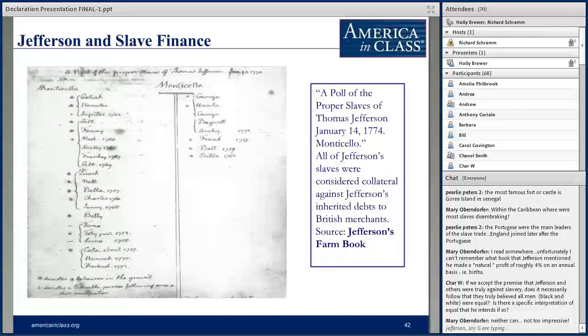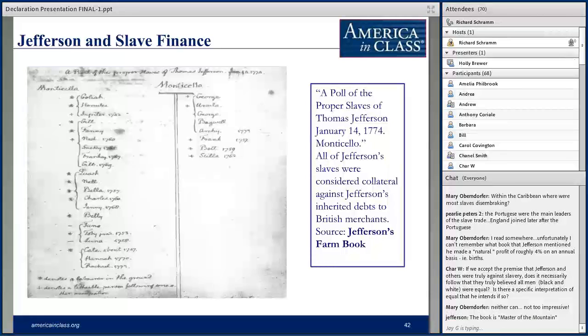Okay. Anyway, if I could just interrupt once more, Char has a really good question here, and what I'd like to do is defer it until the end because this is really a summative question, so we can go through Jefferson and the slave finance first.